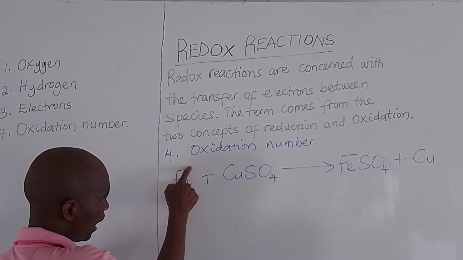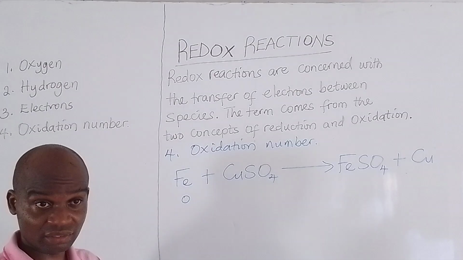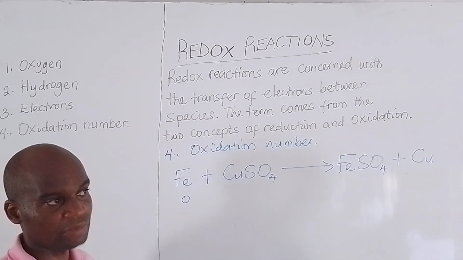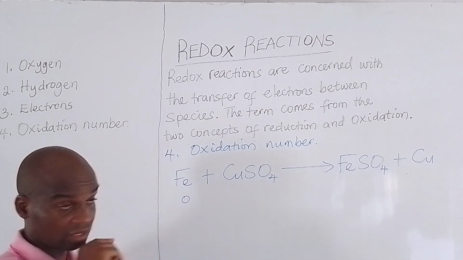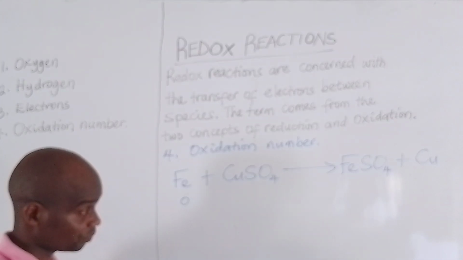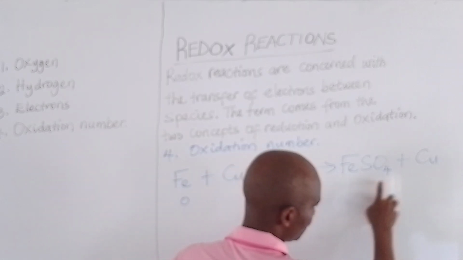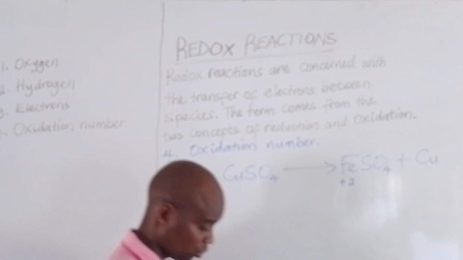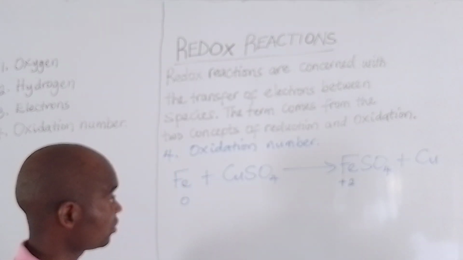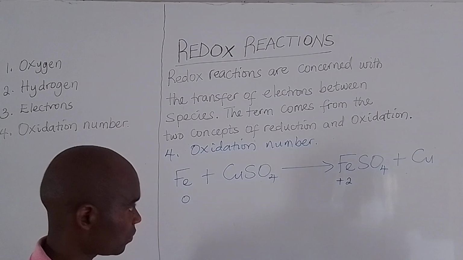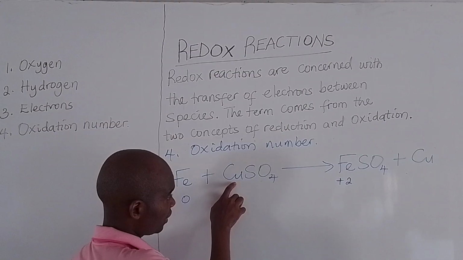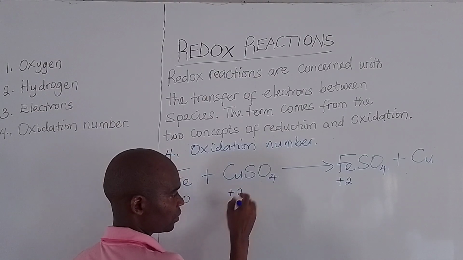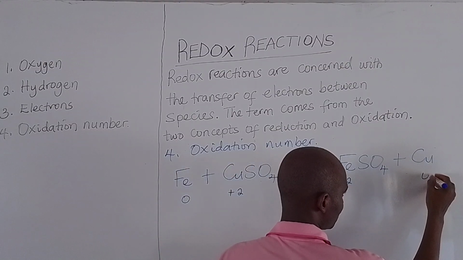So, iron here is a free element. It does not combine. So the oxidation state here is 0. But here, the oxidation state is 2. We call this iron(II) sulfate. The oxidation state of copper here is plus 2, and here is 0.